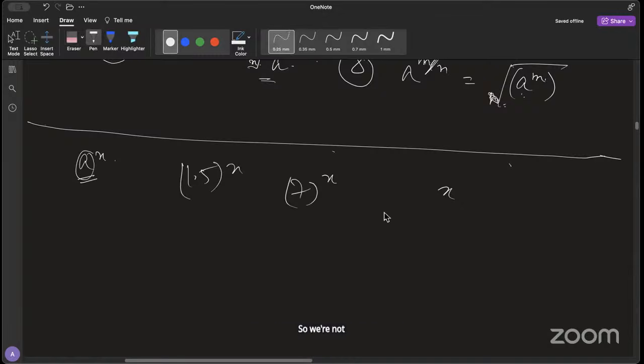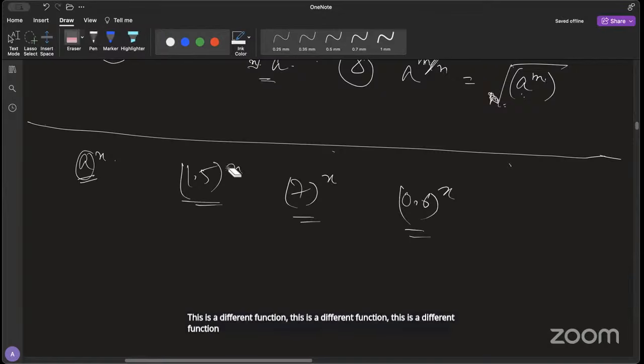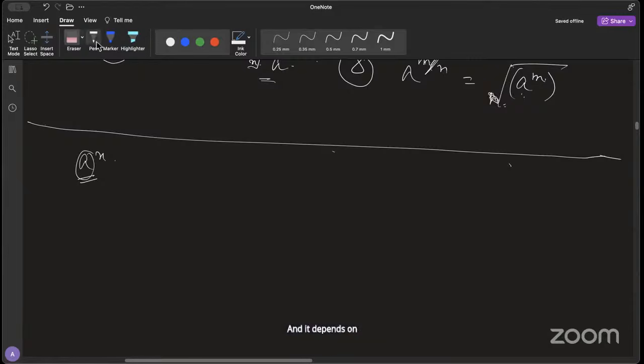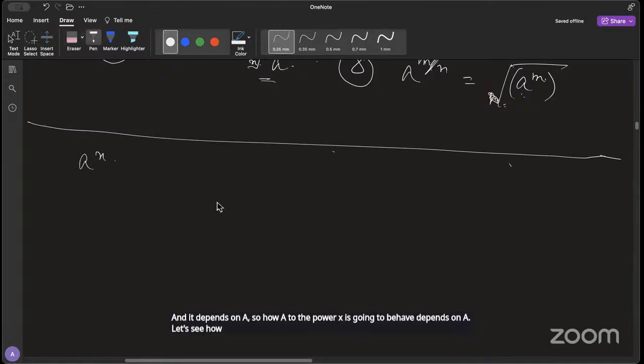So we're not taking the bases to be negative. You can take this to be 0.6. You can take all of these things, right? This is a different function, this is a different function, this is a different function. So we need to see how these functions behave. And it depends on a. So how a to the power x is going to behave depends on a. Let's see how it depends on that.